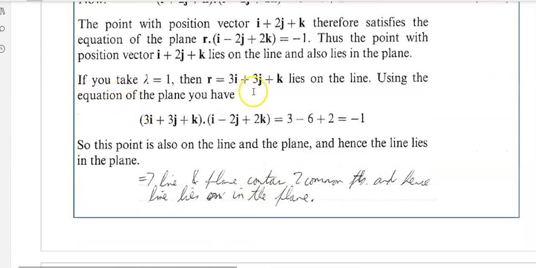So we put that in, so 3i plus 3j plus k dot i minus 2j plus 2k is equal to 3 minus 6 plus 2, which, surprise, surprise, does equal -1. So this point is also on your line and also the plane, hence the line lies in the plane. Therefore, line and plane contain two common points, and hence the line lies in the plane, and that's it.